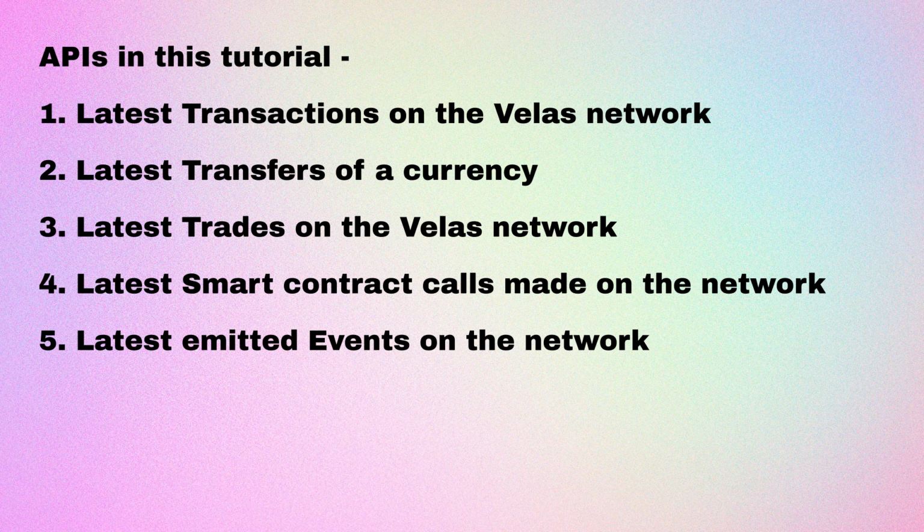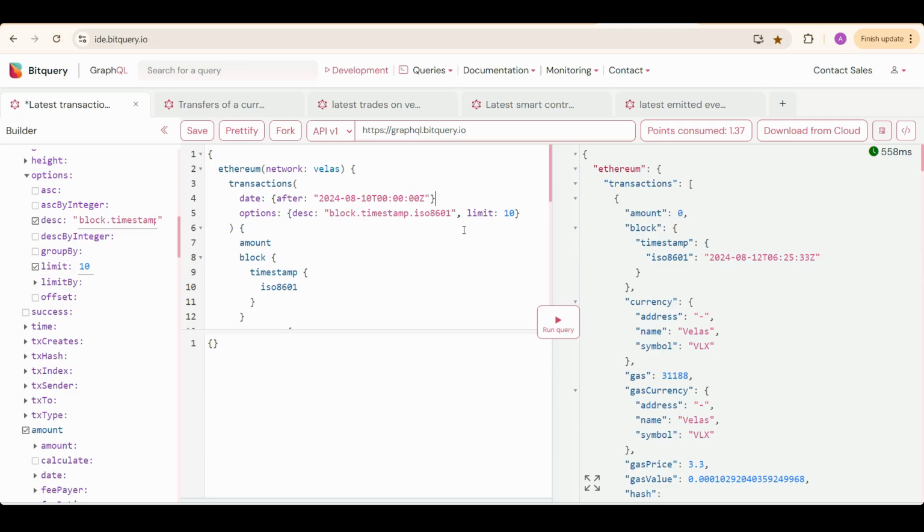We are going to see 5 APIs around Velas network. First one will be latest transactions, second one will be API around latest transfers of a currency, third API will be around latest trades, and fourth API will be around latest smart contract calls made on the Velas network, and fifth API will be latest emitted events on Velas network. Let's start with the first API.